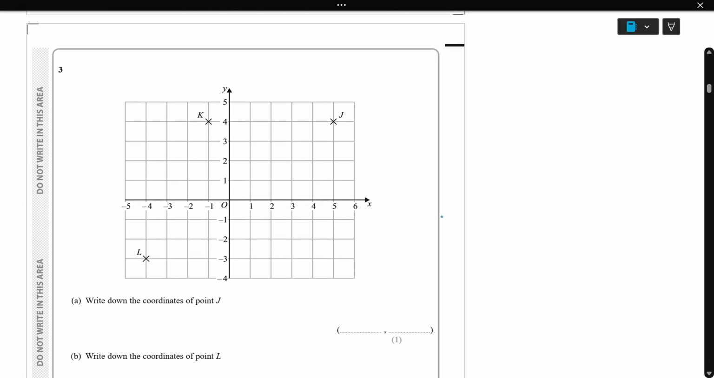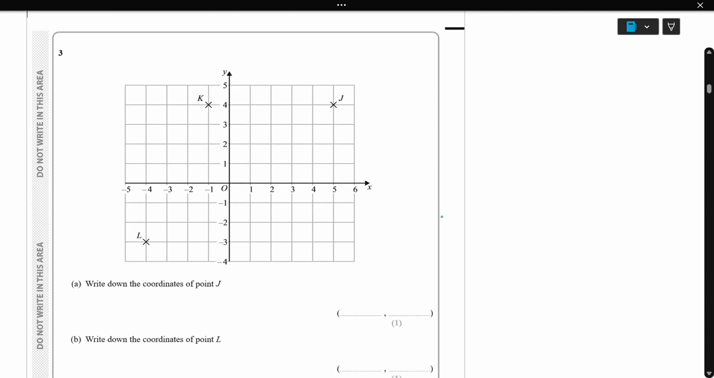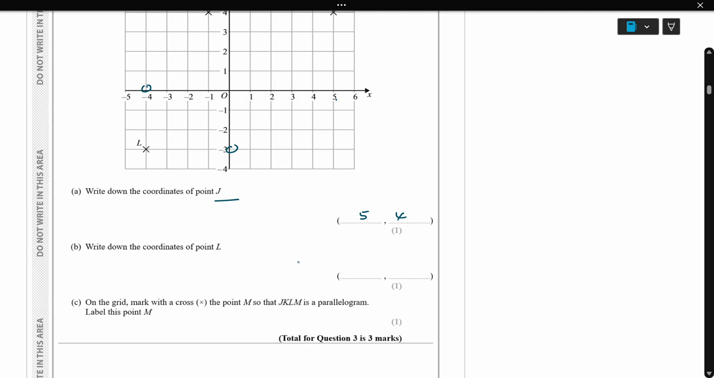Okay, next question number 3. Write down the coordinates of J. J is going to be here. So the x-axis is 5 and the y-axis is 4. So 5, 4. Next, write down the coordinates of L. So first the x-axis, which is -4, and the y-axis -3. So -4 and -3.